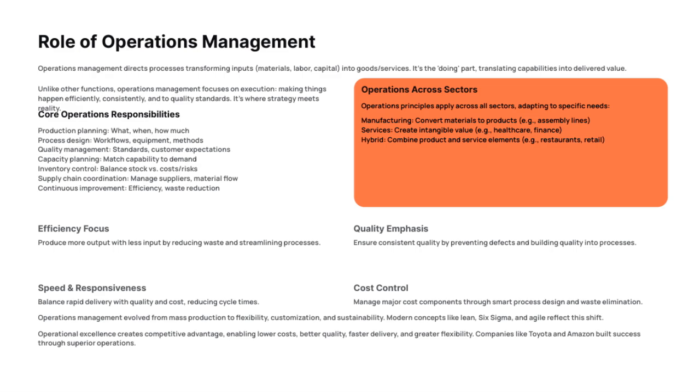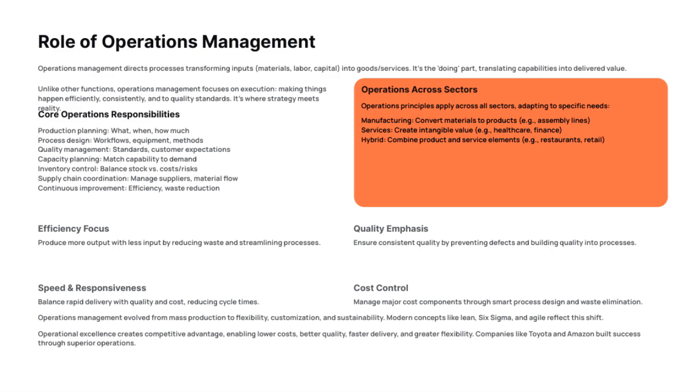Ensuring consistent quality is another cornerstone. We need to prevent defects and build quality into our processes from the start. That way, we produce reliable outputs every time. Efficiency is about producing more output with less input. This involves reducing waste and streamlining processes so we can operate at peak performance.